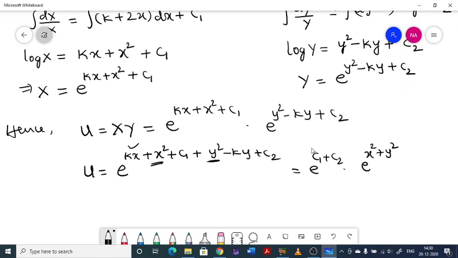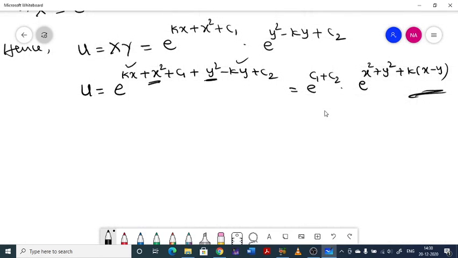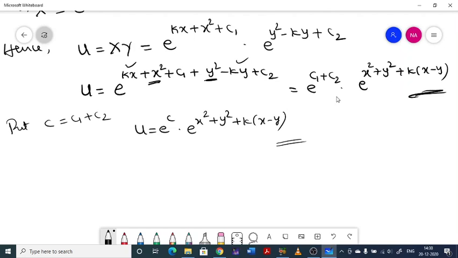Now kx minus ky, so plus k into x minus y. So this is the required solution. You can write one more step if you want. Put c equal to c1 plus c2. Then you will get u equal to e power c into e power x square plus y square plus k into x minus y. So this is the required solution.